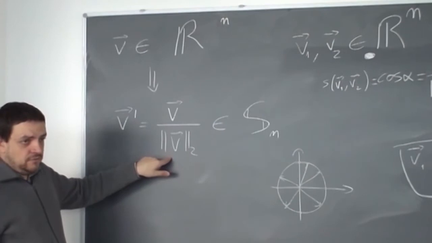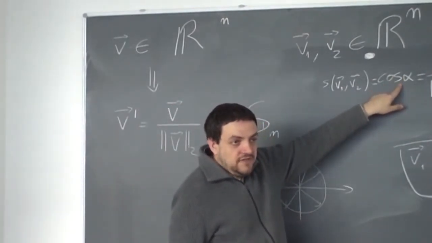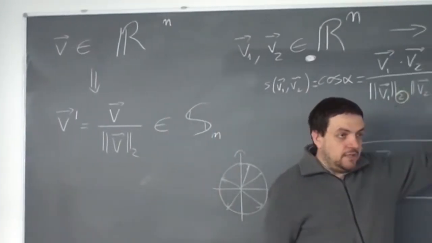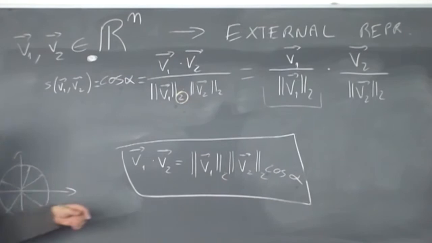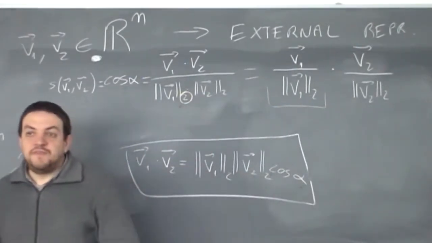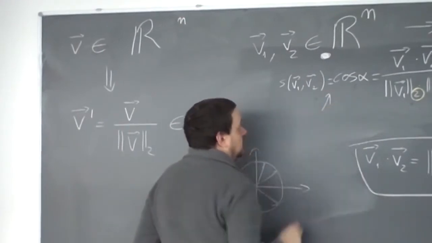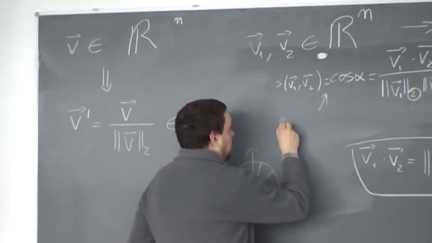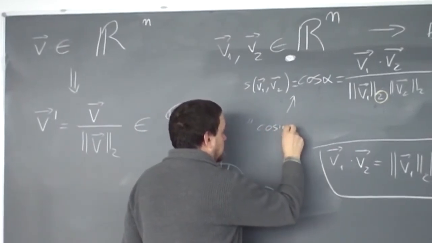This normalization allows you to compute this kind of similarity by just computing the dot product between the two vectors without having to normalize them. They are already normalized. This kind of similarity, for this reason, is also called the cosine similarity.